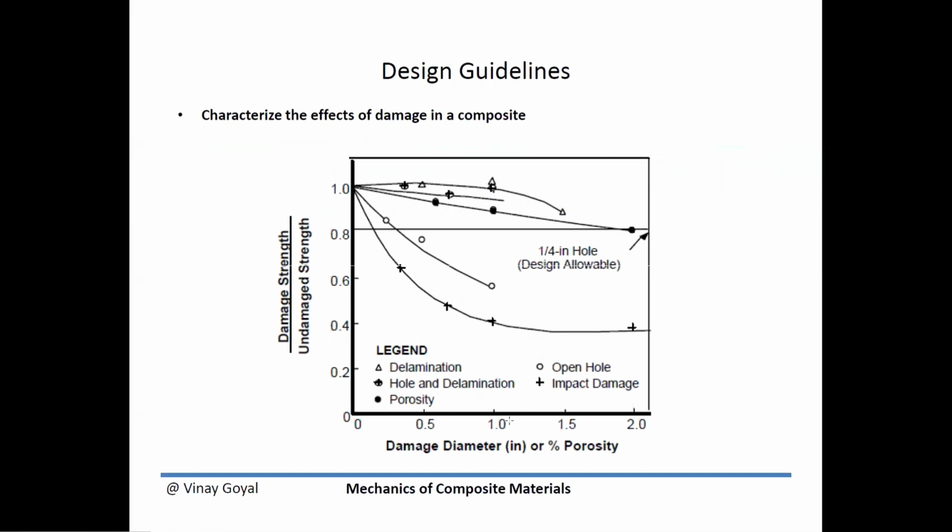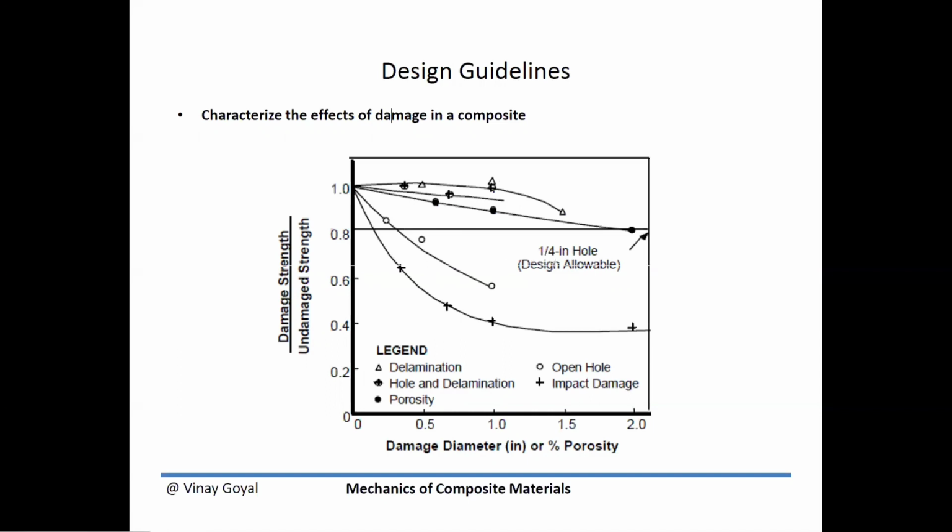I think it's important to characterize the effects of damage in a composite structure. So it is a good idea to test at various damage diameters or porosity levels and understand what the damaged versus undamaged pristine samples look like, because this information could be useful in your designs. A 1/4 inch design allowable sometimes can envelope some of the impact damage events, but not always.